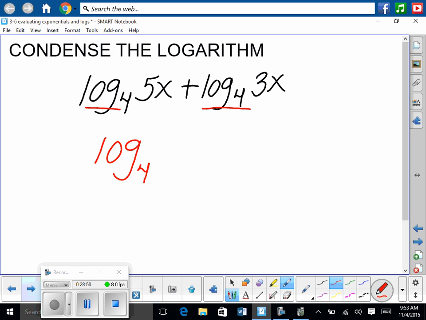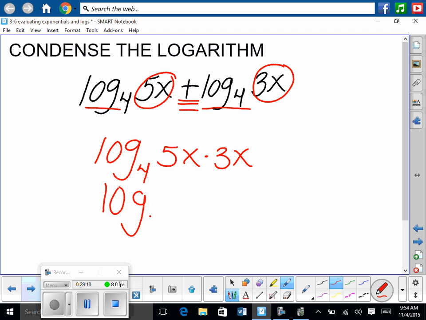Now, we're adding these things, so when you multiply, you add, and that goes the other way as well. When you add, you multiply. Because of the addition sign, we're going to be multiplying 5x times 3x. So 5x times 3x is 15x. Very good. And then our last step would be to simplify it. So log to the base 4 of 15x squared. You didn't make that error. If you would have, that would have been bad. x times x is x squared. Does everybody see how I did that? We're all feeling okay. Okay, let's do another one.